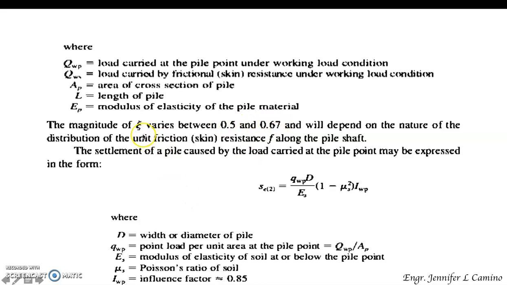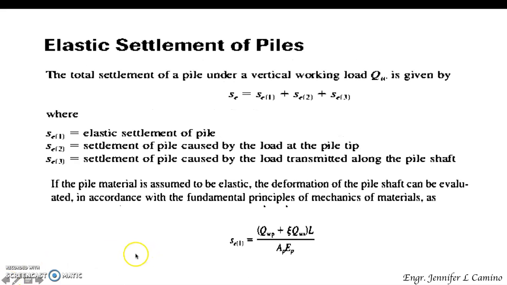And we have to take note that this value varies from 0.5 to 0.67 and depends on the nature of the distribution of the unit friction. So basically, the value for this using this formula for elastic settlement.